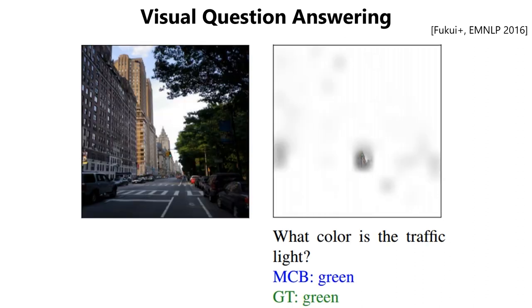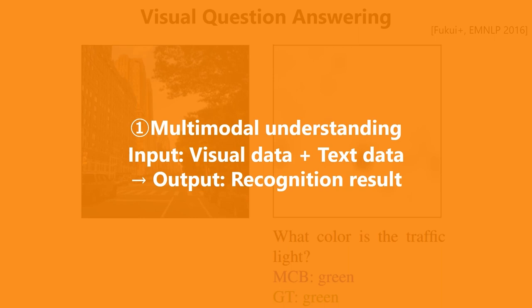Next is the second example of visual question answering. The second example is this one, which asks, what color is a traffic light? In fact, there is a traffic light in the middle of the image that is about 2 pixels by 2 pixels in size. We have succeeded in getting the answer green by applying the attention precisely to the traffic light. The first group of the research between vision and language is on multimodal understanding, in which data from multiple modalities such as images and questions are input, and the results of the recognition are output.